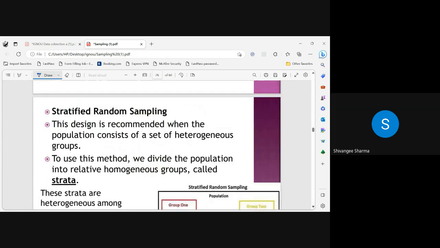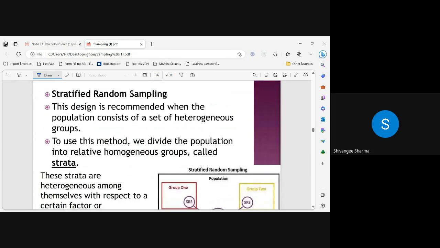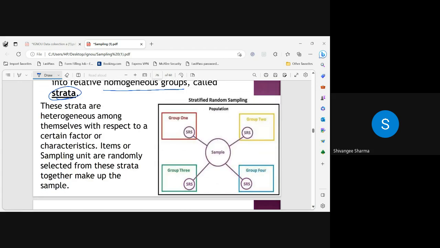Now, stratified random sampling. This design is recommended when the population consists of heterogeneous groups. Heterogeneous groups are groups that show different characteristics. To use this method, we divide the population into relatively homogeneous groups called strata. And out of those strata, we then choose samples.